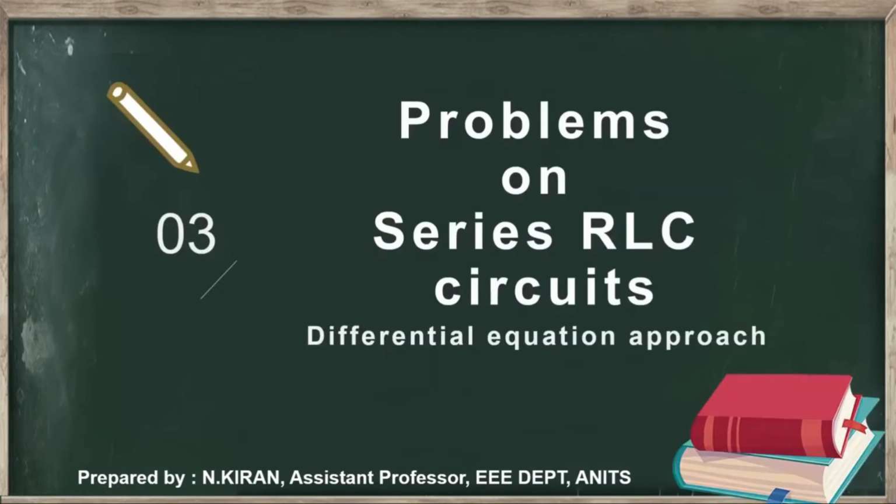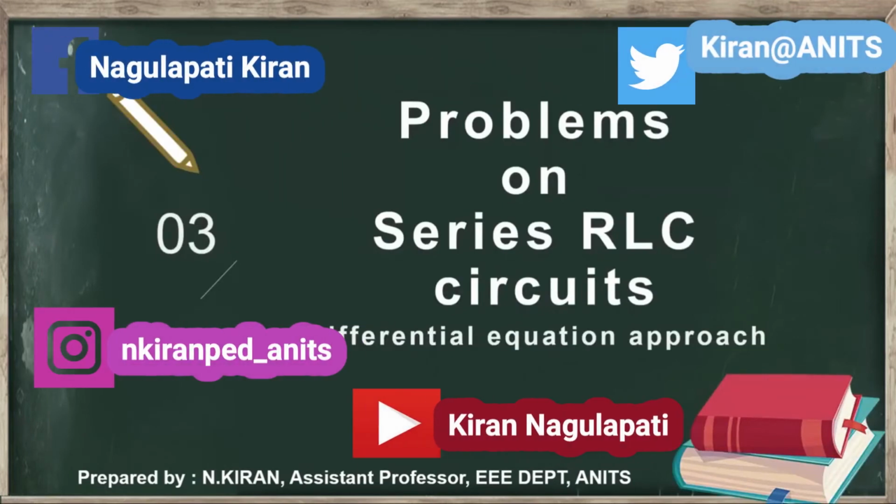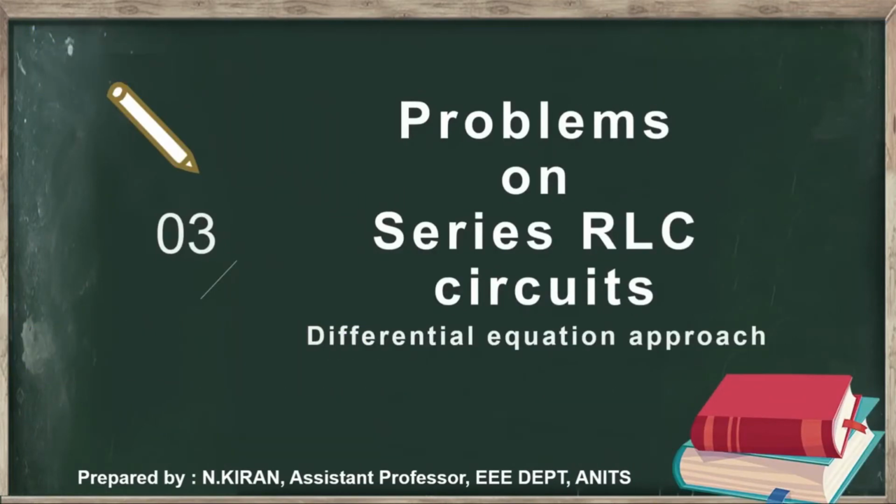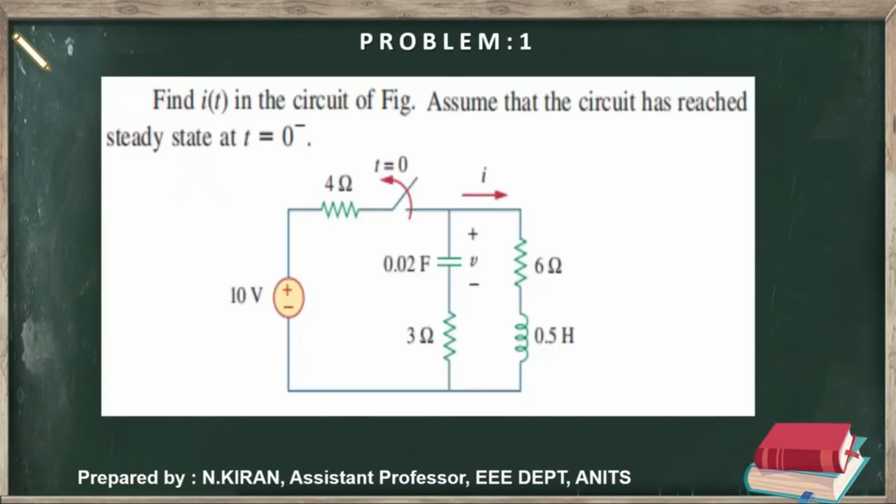Let's solve some tutorials on series RLC circuits using the differential equation approach. Here the circuit asks us to find the expression for i of t. Initially the switch is closed, and at t equal to 0 the switch is opened.